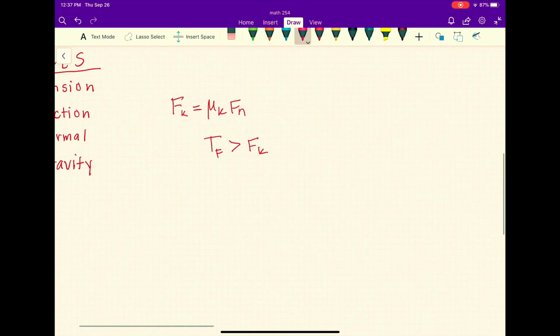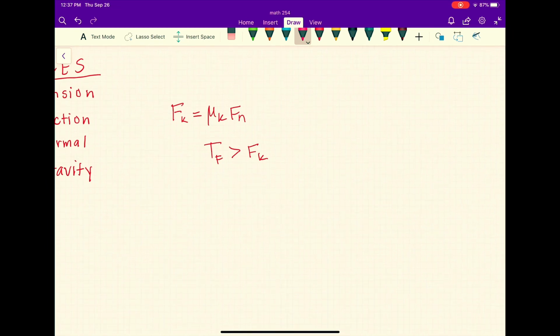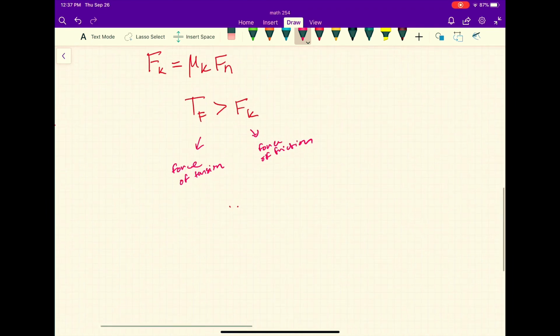Next, force due to tension is, actually, the force of tension is greater than the force of friction. Therefore, the magnitude of tension is greater than the magnitude of friction.